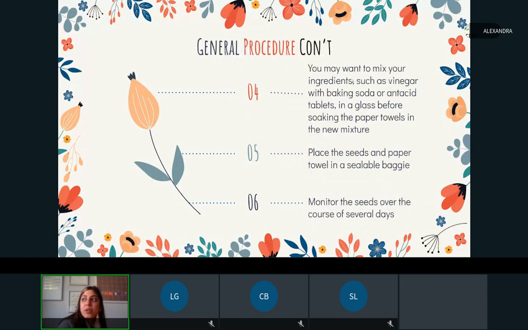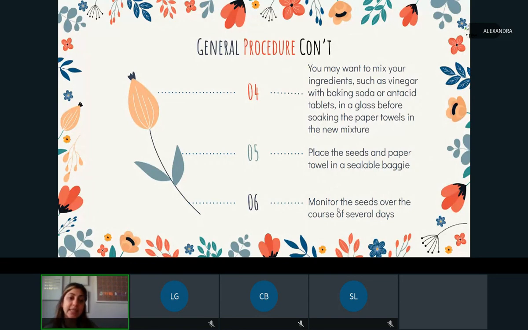You may want to mix your ingredients. So for example, we're trying to solve for a solution, right? We're trying to come up with a way that we can neutralize the acid to allow for seed germination. And that means that you may want to mix a couple of ingredients to create your solutions, right? And mix it together before you soak the paper towel in it, okay? And then you're going to place the seeds and paper towel in a sealable baggie, and you're going to monitor the seeds over the course of several days.